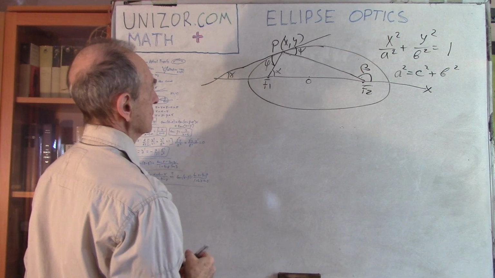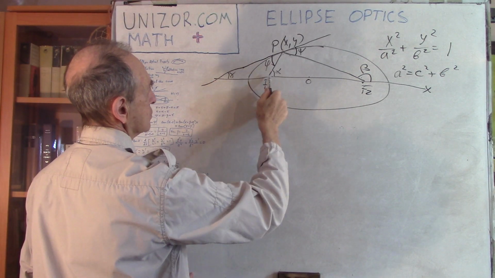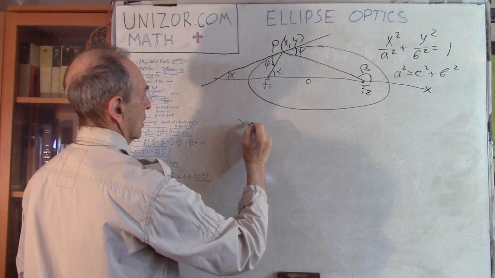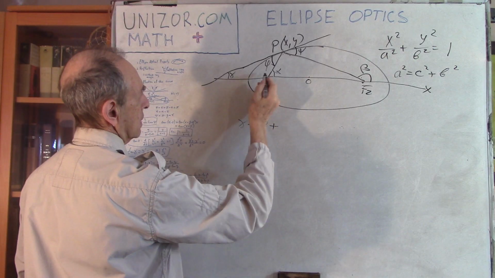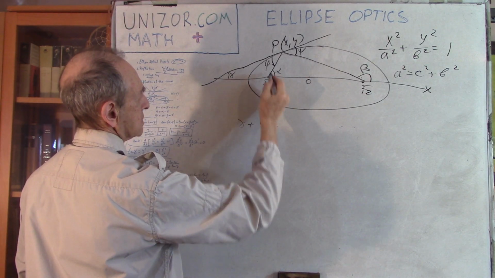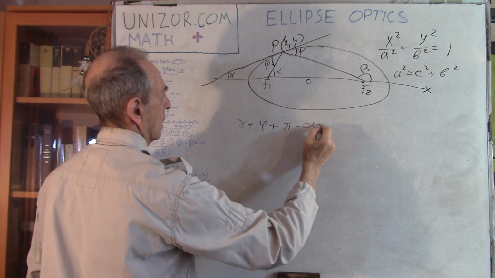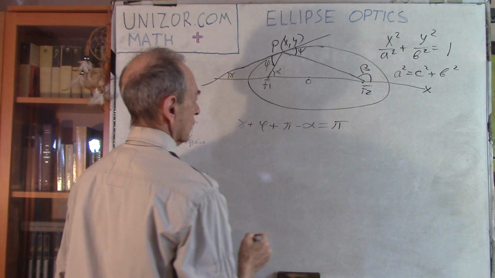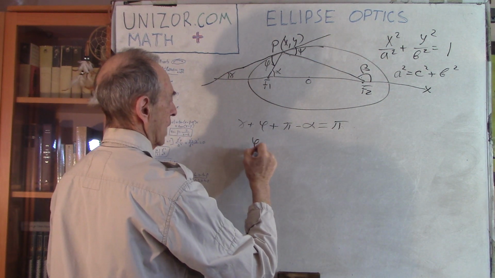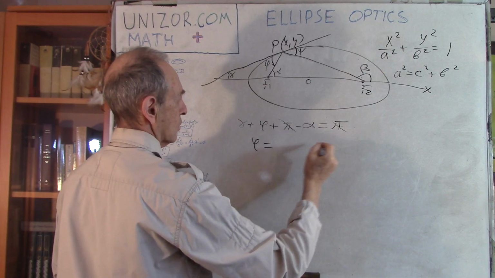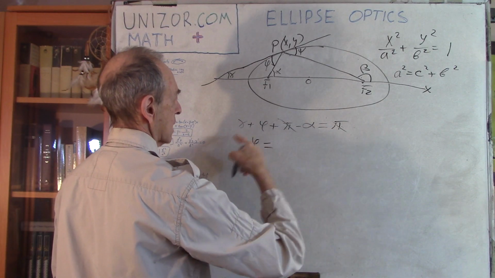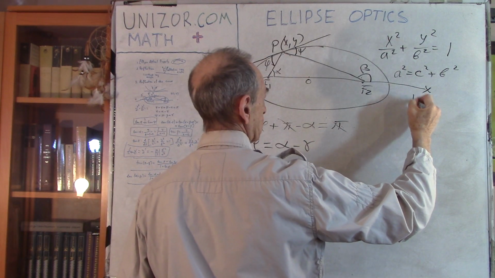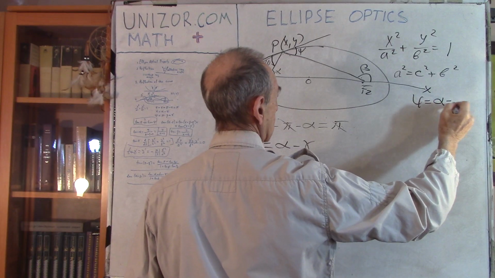Now consider this triangle from this to this to this. Its angles are gamma plus phi plus this angle is pi minus alpha, right? Pi minus alpha. And sum of angles of any triangle is equal to pi, right? 180 degrees. From which follows that phi is equal to, so this goes out, alpha there with a plus, gamma with a minus, so that's what we have. Okay, let's put it here. Phi is equal to alpha minus gamma.